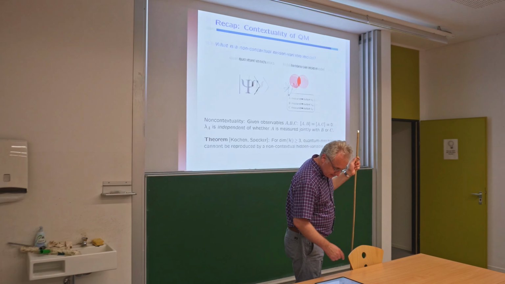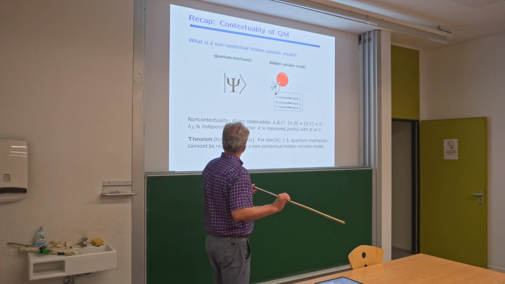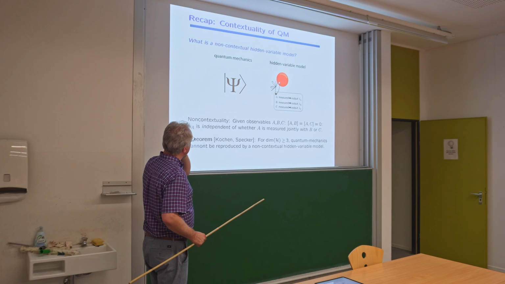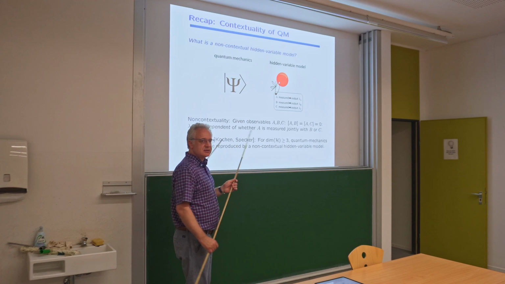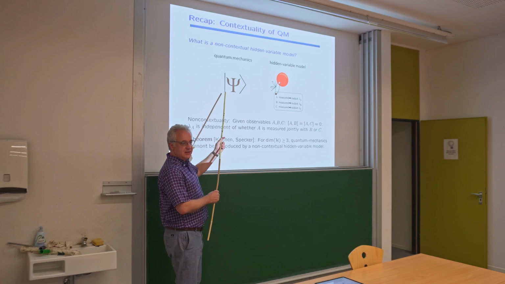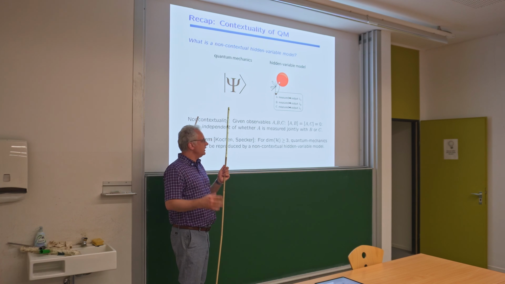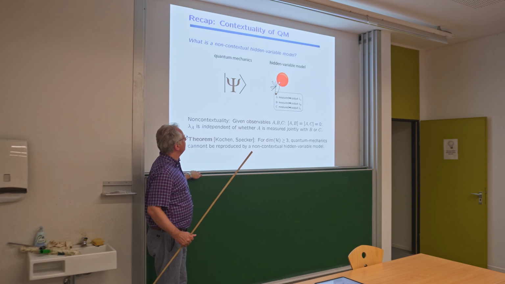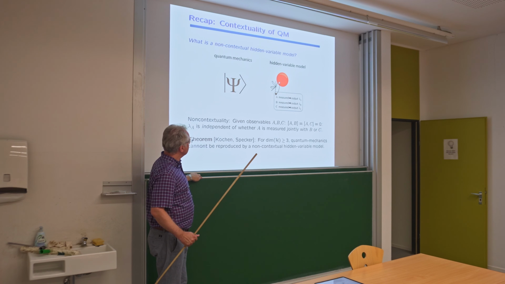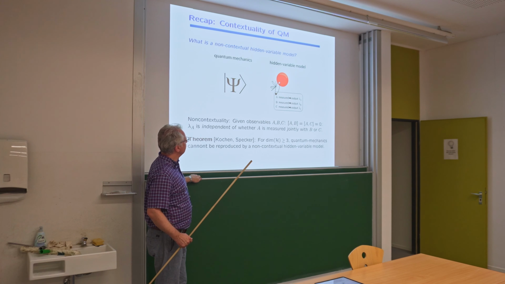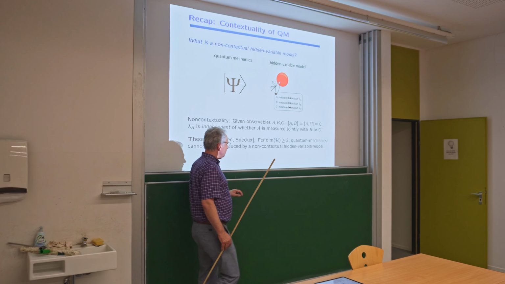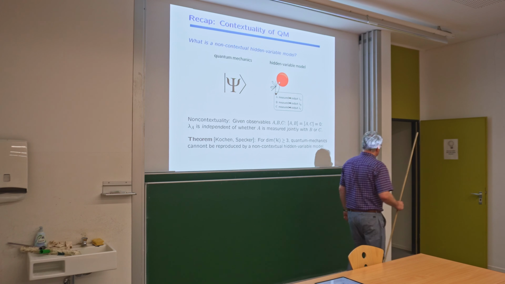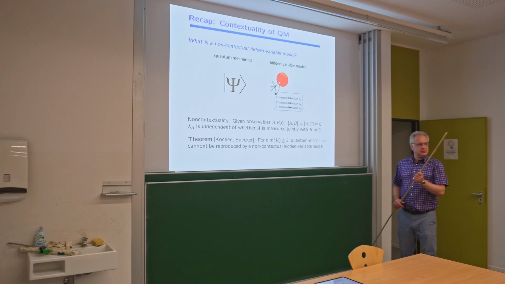Good, so this setting, hidden variable models. This was the situation in quantum mechanics. In quantum mechanics, you have a quantum state. That information contains all you could possibly measure about a certain physical scenario. Everything comes from that. And now the hidden variable model is a proposed alternative description of physics.